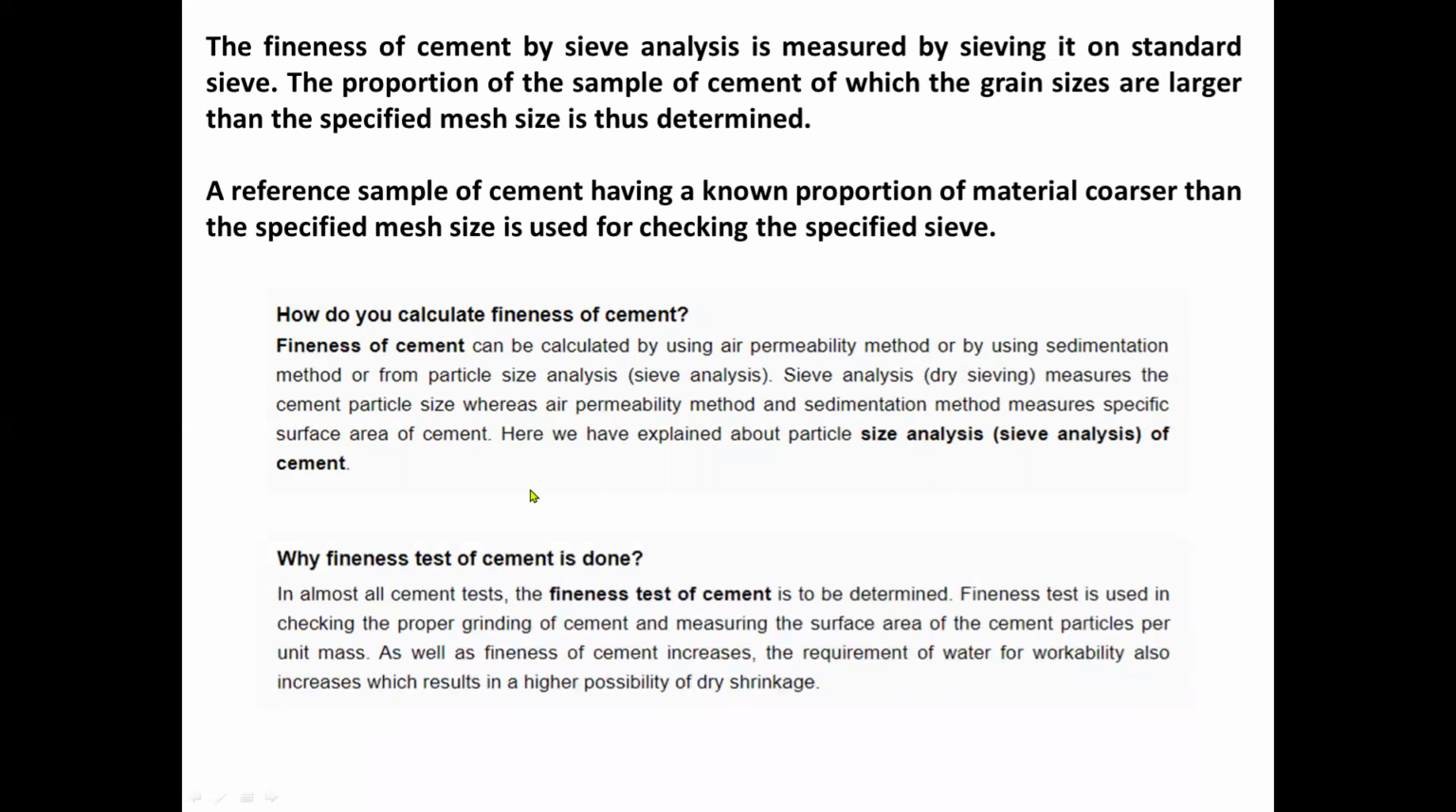Why is the fineness test of cement done? In almost all cement tests, the fineness test of cement is to be determined. Fineness test is used in checking the proper grinding of cement and measuring the surface area of the cement particles per unit mass. As well as, as fineness of cement increases, the requirement of water for workability also increases, which results in a higher possibility of drying shrinkage.